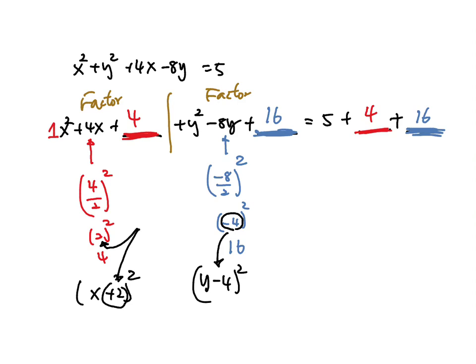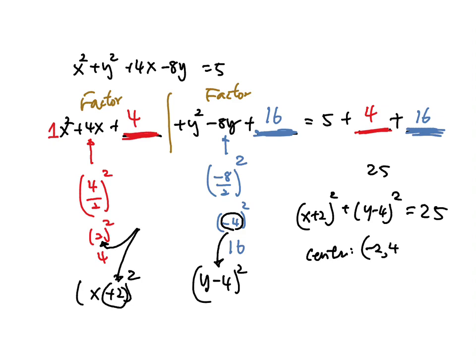5 plus 4 is 9, 9 plus 16 is 25. So at the end of the day, what we have is x plus 2 quantity squared plus y minus 4 quantity squared equals 25. And our center is negative 2 comma 4. Our radius is 5. Okay, you have to complete the square twice, right? And add the missing number on both sides.